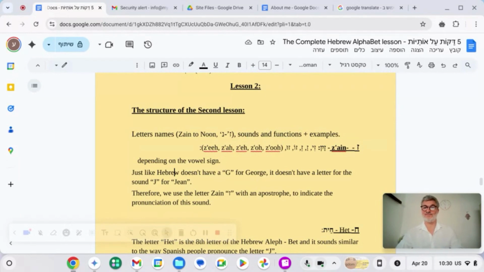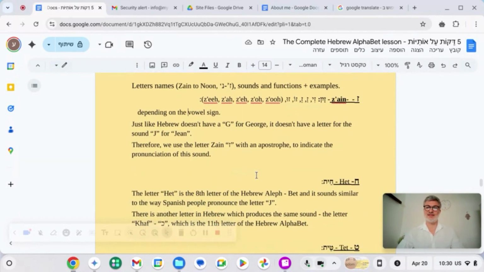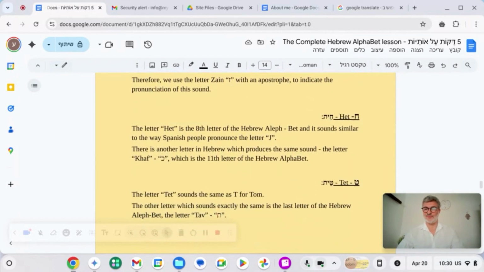The letter Zayin is the seventh letter of the Hebrew alphabet. It's going to sound like Z, Ze, Za, Zo, or Zu, depending on the vowel sign. Just like Hebrew doesn't have the letter G for George, it doesn't have the letter J for Jan, for example. Therefore, we use the letter Zayin with an apostrophe to indicate the pronunciation of this sound.